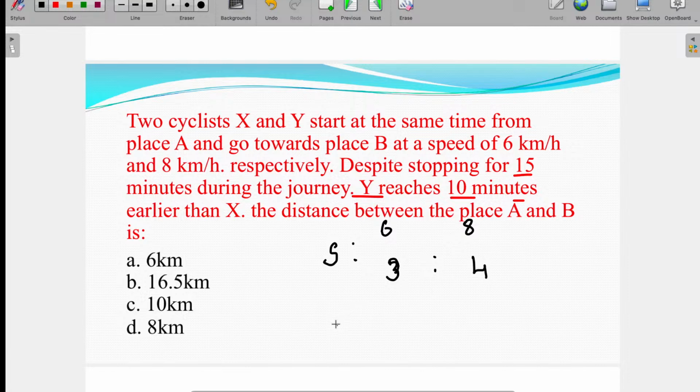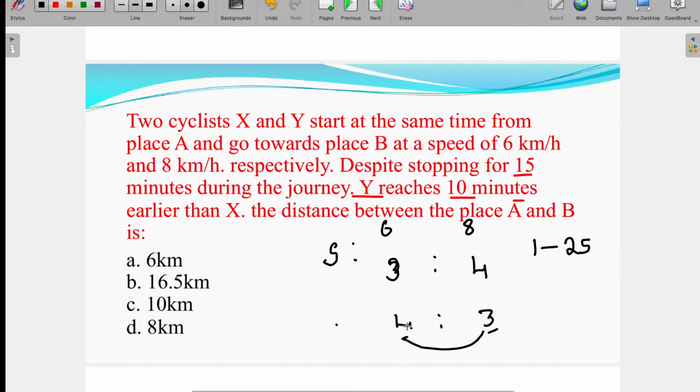Now the time ratio will be 4:3, because both are traveling the same distance, X and Y. So the time is 4:3, which means X can go in 4 minutes, Y in 3 minutes. It is X, it is Y. Can I write Y reaches 1 minute early? Y reaches 1 minute early. Okay, can I write one part is equal to a total of 25 minutes? One part is equal to 25 minutes.